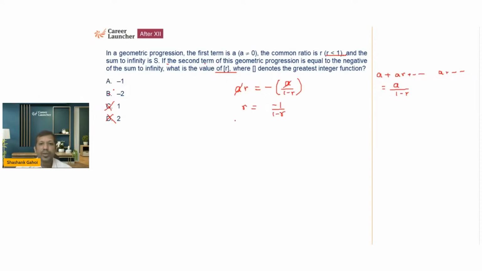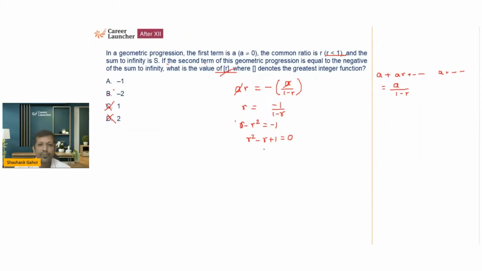So what am I going to get? A cancels out. So I am going to get R minus R square is equal to minus 1. So I am going to get R square minus R plus 1 equal to 0. Okay, and this is what I am getting. Now the question is saying what is the value of this R?